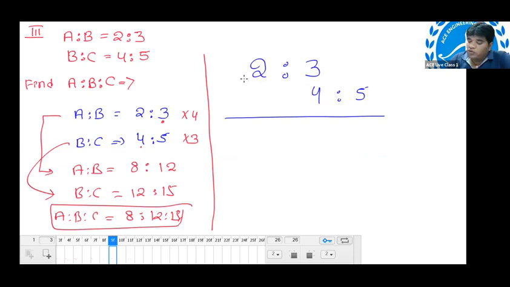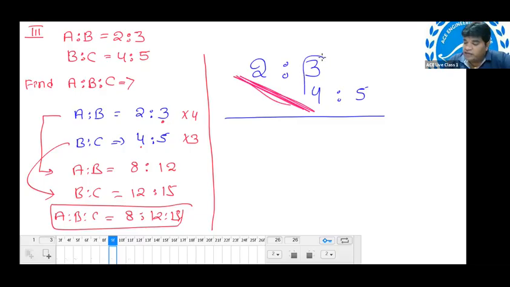First step, 2 into 4. The second number in the first ratio is participated in the multiplication until the end of the result. The second number in the first ratio participates until the end of the result. So first step, okay.